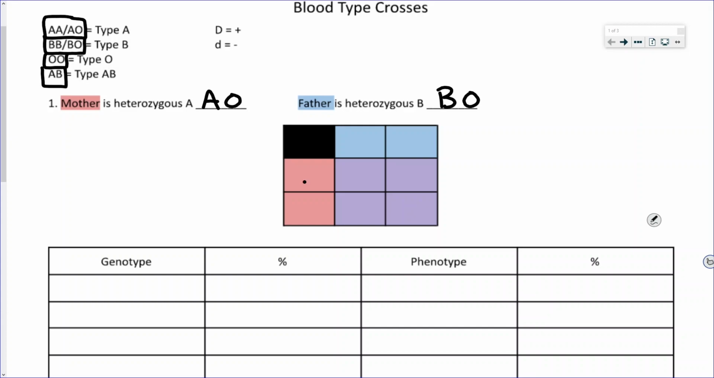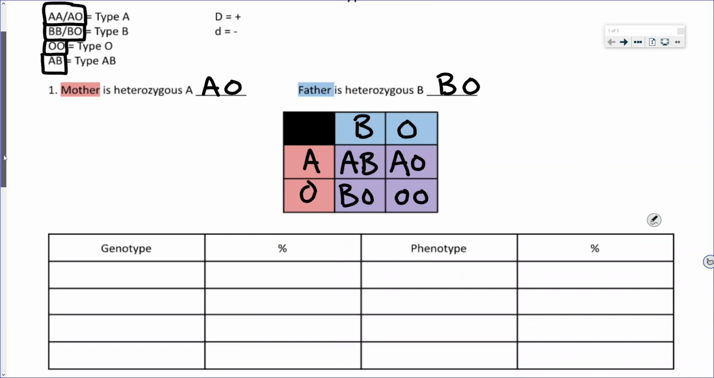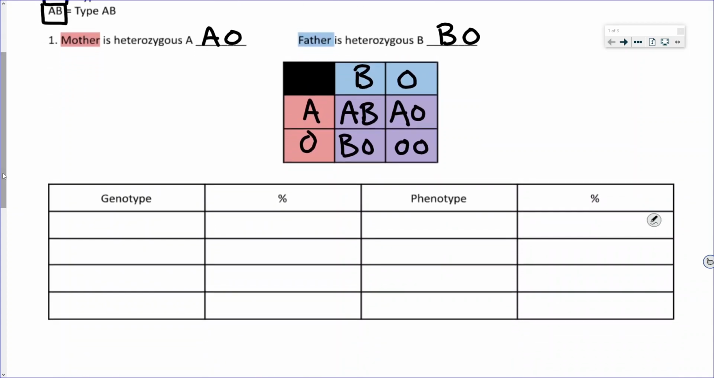I then take my parents' genotypes, I split them up on the side and along the top of my Punnett square, and I find out the possible genotypes of the children. This first child could be AB, we've got an AO as I look left here, a BO as I look bottom left, and then an OO for my bottom right. I then take that information and I put it into my genotype ratios box. AB are my possible, and AO, BO, and OO are what I see in the kids, and then how many of each.